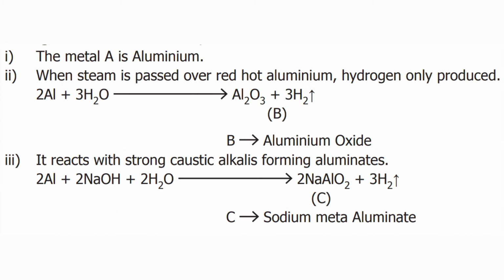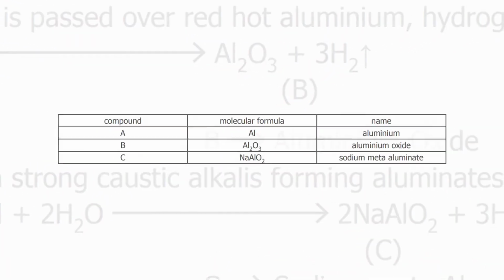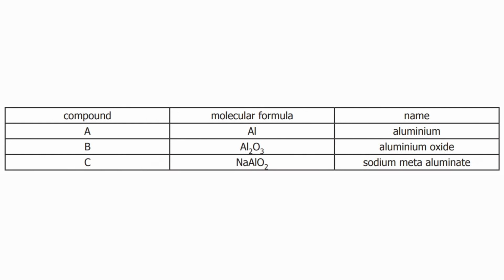B, aluminium oxide. It reacts with strong caustic alkalis forming aluminates. 2Al plus 2NaOH plus 2H2O gives 2NaAlO2 plus 3H2 gas. C, sodium meta-aluminate. Compound A, molecular formula Al, name aluminium. Compound B, molecular formula Al2O3, name aluminium oxide. Compound C, molecular formula NaAlO2, name sodium meta-aluminate.